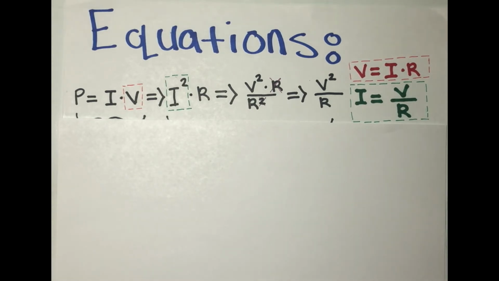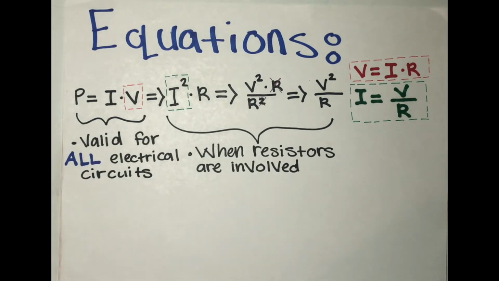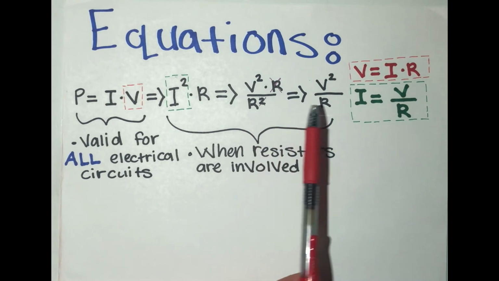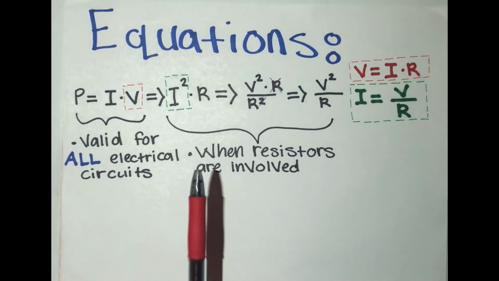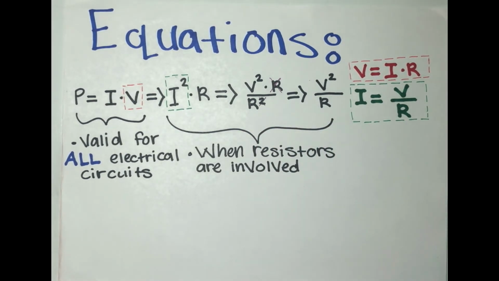When we break these down, there is one important thing to note, and that is that this original equation that we came up with to define P in terms of an electric circuit, which is P equals I times V, is always going to be valid for electric circuits, always. The only reason that we would use this equation or this equation is when resistors are involved.